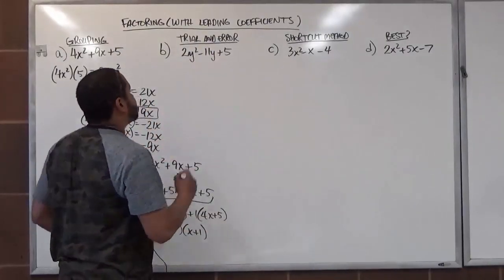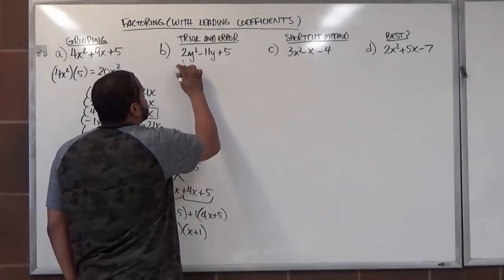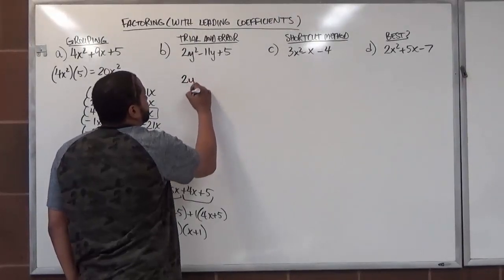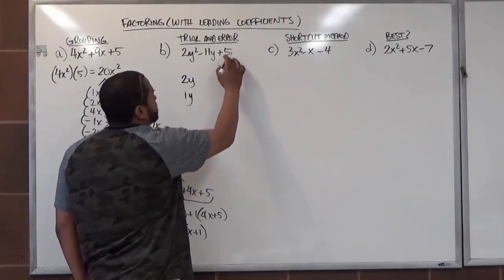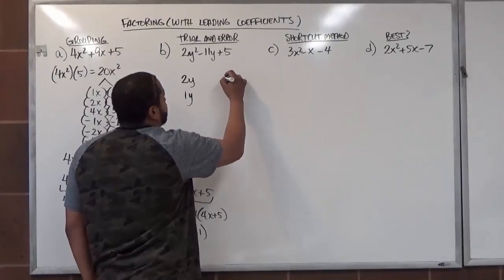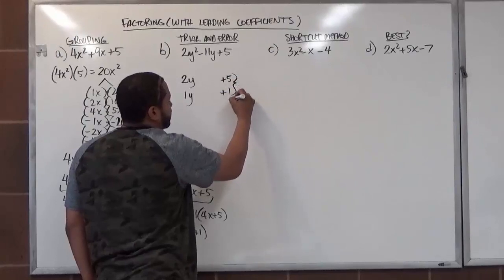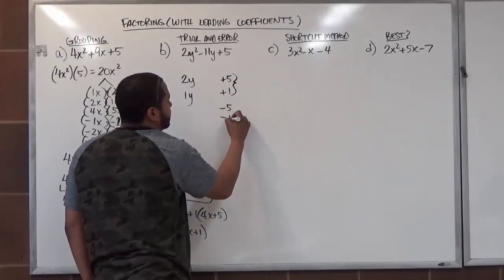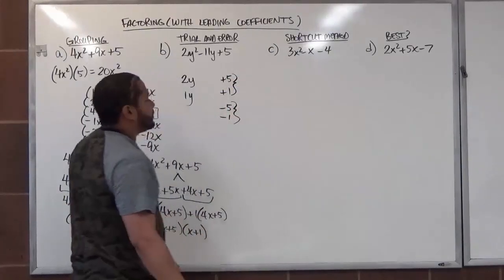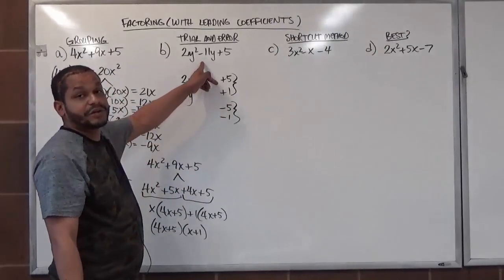So we'll explore this. So what are the factors of 2? 2y squared is either 2y or 1y. For positive 5, we either have a plus 5 or a plus 1, or if it's not this set of things, it's a minus 5 and a minus 1. And in this case, we know we're dealing with the negatives because the middle term is negative.